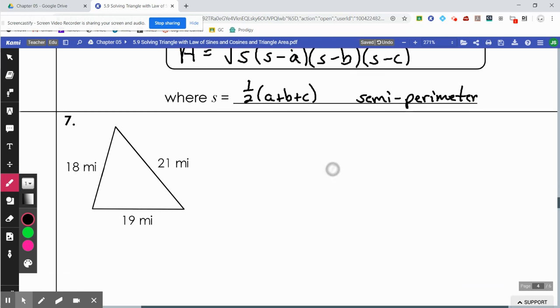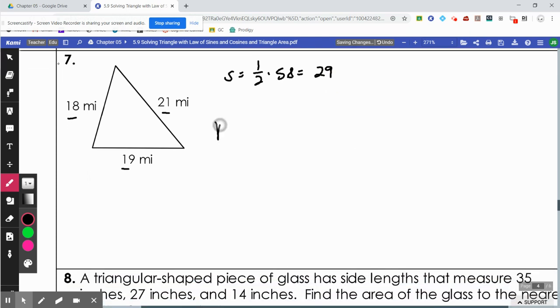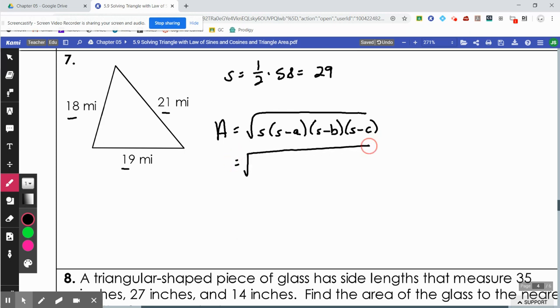So let's give that a shot. So first off, let's find S. S is half of the perimeter. The perimeter here, add 21, 19, and 18, and that gives you 58. So half of 58, the semi-perimeter here would be 29. So now the area of this triangle, really easy, is the square root of S. Here's the actual formula. Let me write it down. S times S minus A times S minus B times S minus C, where A, B, and C, again, just like every other problem, are the 3 side lengths.